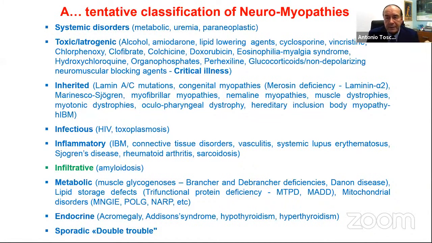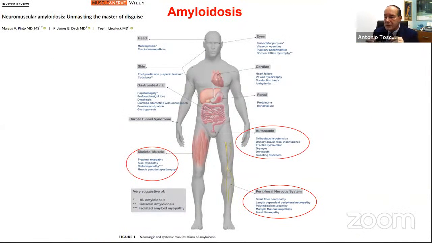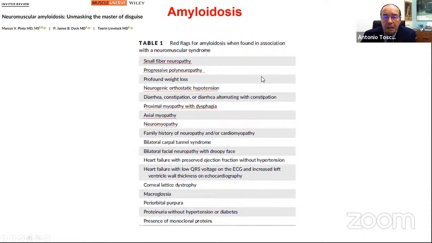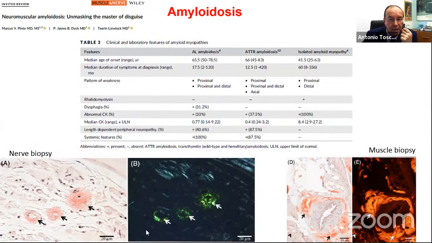Another group, infiltrative amyloidosis. So amyloidosis at the moment is very well considered, because you know that there are several new drugs that can interfere with the expression of peripheral nerve involvement in amyloidosis when this is specifically related to transthyretin alterations, but we can also have a different picture. So amyloidosis can produce a small fiber neuropathy, a progressive polyneuropathy, can produce an axial myopathy, can produce a neuromyopathy. And this is a very interesting paper where in this picture there is a summary of this situation.